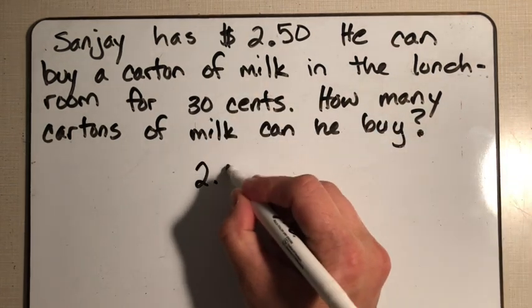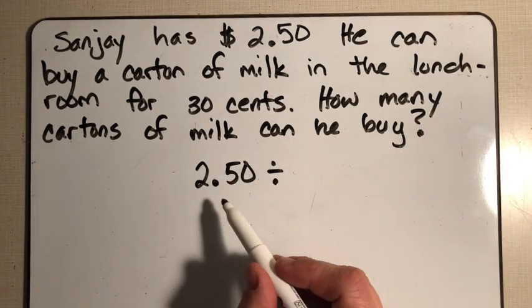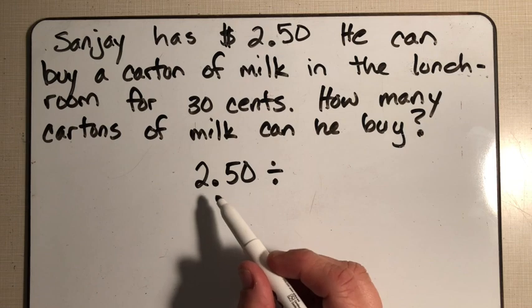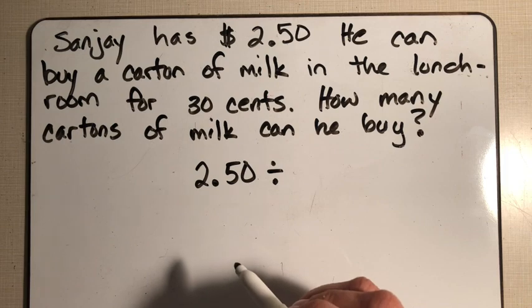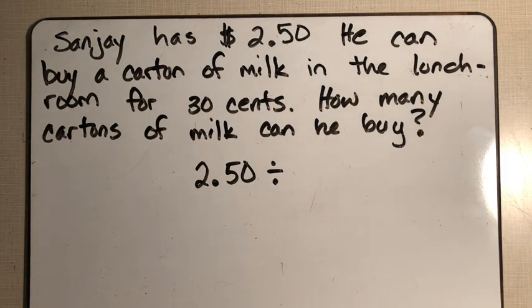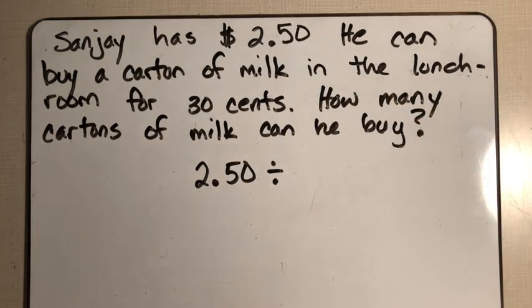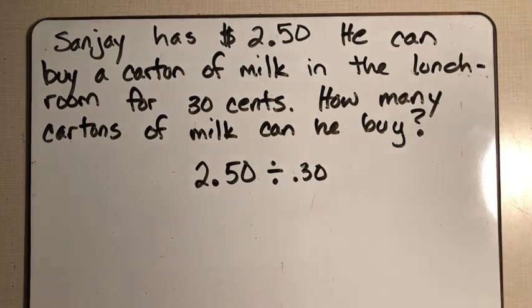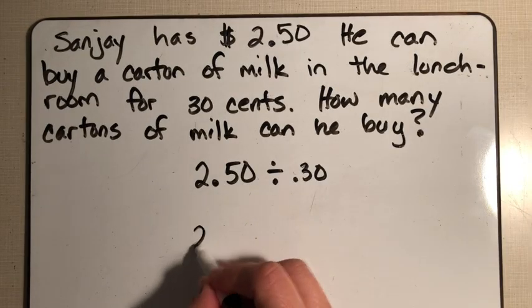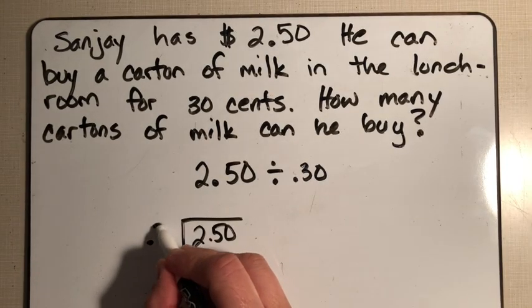So I'm going to write the problem 2.50 divided by, be careful here, you have to divide the same units. So you can divide dollars by dollars, you can divide pennies by pennies. I can't divide dollars by cents and get any answer that means anything. So instead of writing 30 cents, I'm going to write 0.30 because that's what 30 cents looks like on a price tag. So that's 30 cents in dollars.